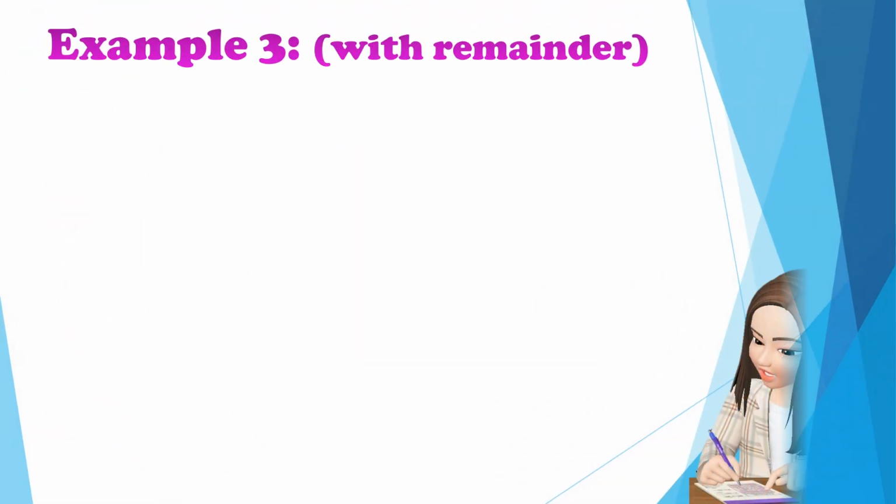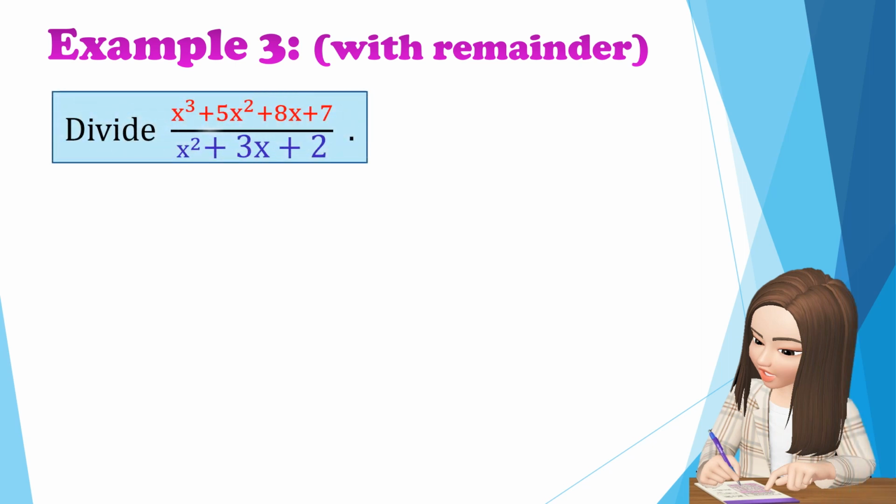For the third example, let us divide polynomials with remainder. Divide x cubed plus 5x squared plus 8x plus 7 by x squared plus 3x plus 2. Now, again, let's inspect the dividend and the divisor if they are in standard form and if there is any missing term. For the dividend, we have x cubed plus 5x squared plus 8x plus 7. So there is no missing term and it is in standard form. How about the divisor? We have x squared plus 3x plus 2. Again, this is in standard form and there is no missing term.